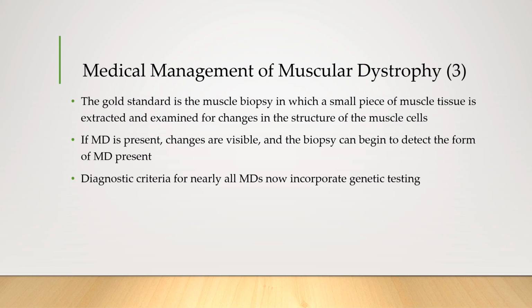So, the gold standard is the muscle biopsy, in which a small piece of muscle tissue is extracted and examined for changes in the structure of the muscle cells. If MD is present, changes are visible and the biopsy can begin to detect the form of MD that is present. Diagnostic criteria for nearly all MDs now incorporate genetic testing.